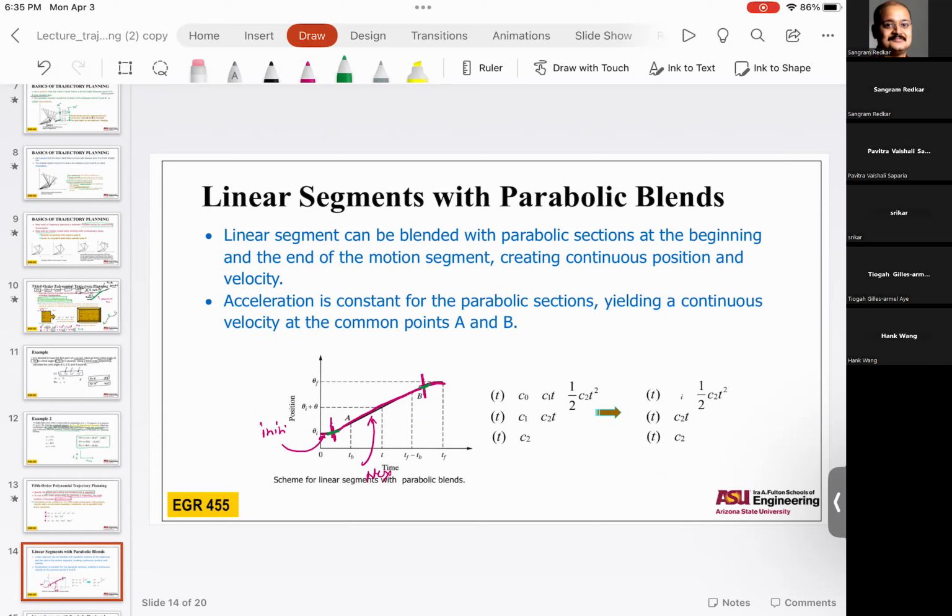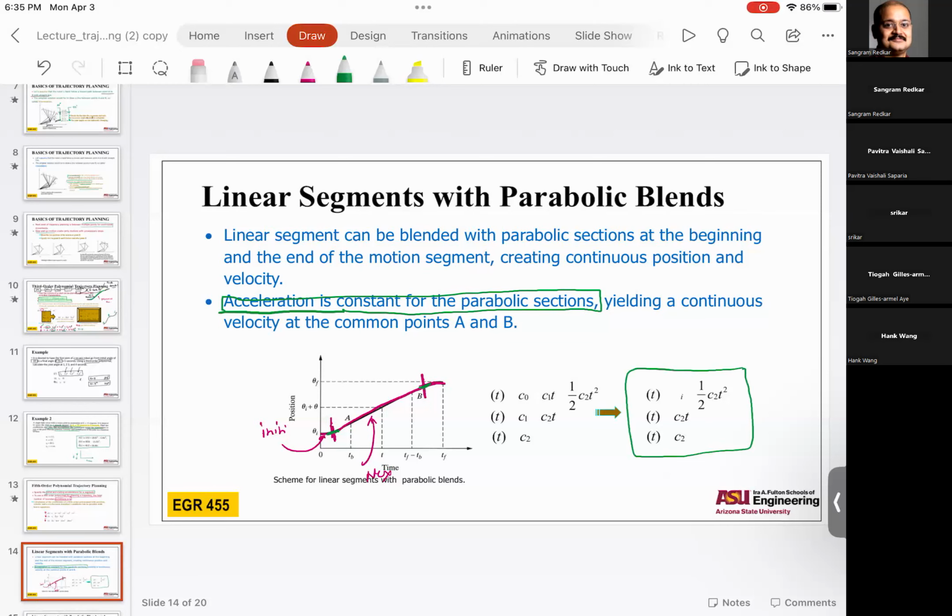So the advantage of this is, if you look at the parabolic section, the acceleration is constant. If you have the linear segment, acceleration is zero. The problem with a linear segment is, since acceleration is zero, you can't move quickly. So if you have a linear segment with parabolic blend, you can start smoothly and then basically merge into the next part. You can start initially, merge into the next one, and finally blend into the last one. So this is how this blending would happen.